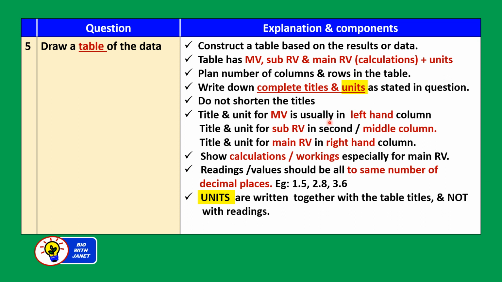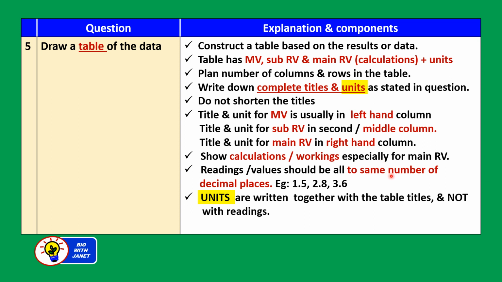So title for MV or the MV column is usually on the left-hand side, okay? And then sub-RV is usually in the second or middle column. And then from there, we get the main RV, which is in the right-hand column. All right. So that may involve calculations or workings. If there is, please show the calculation or working. Okay, especially for the main RV.